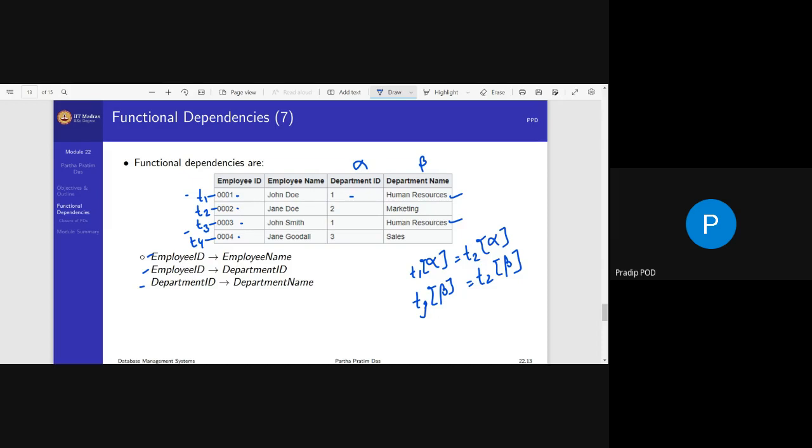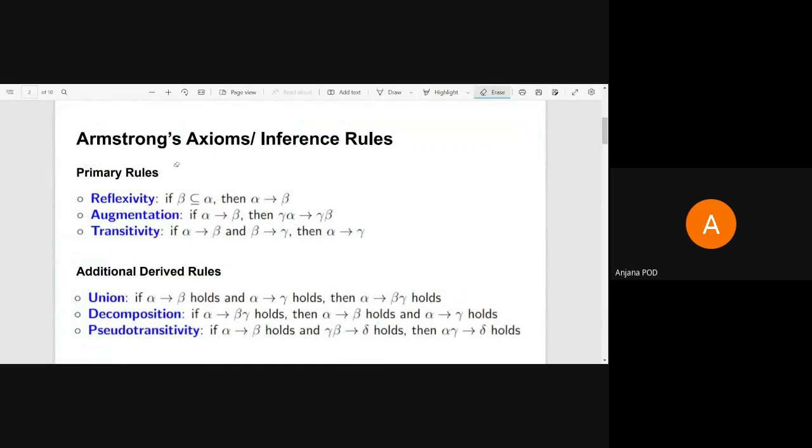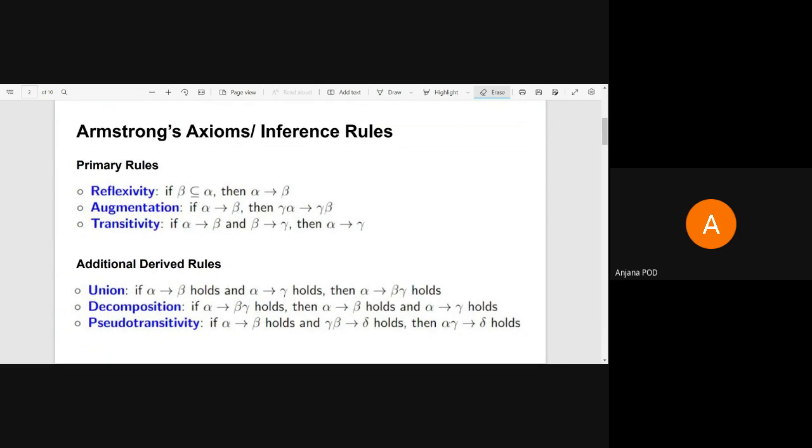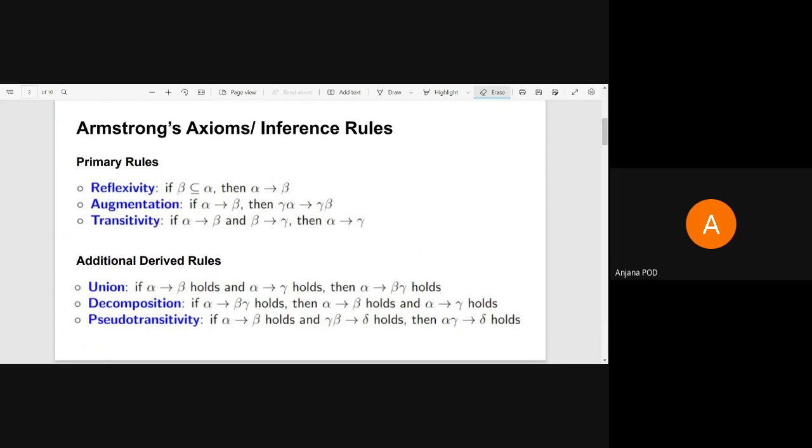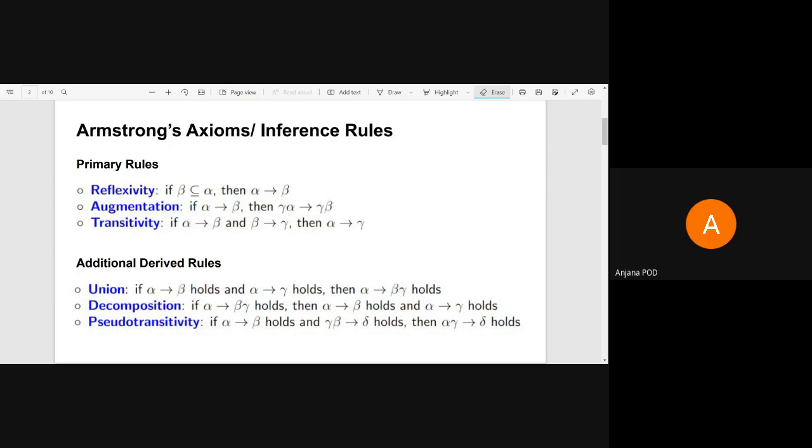Okay. So now we will begin with Armstrong's axioms, which we also call inference rules, used to infer new dependencies, basically to create new dependencies from the existing functional dependencies. So let us begin. There are some primary rules, and then some additionally derived rules which generally follow the primary rules. Let us first begin with the primary rules.